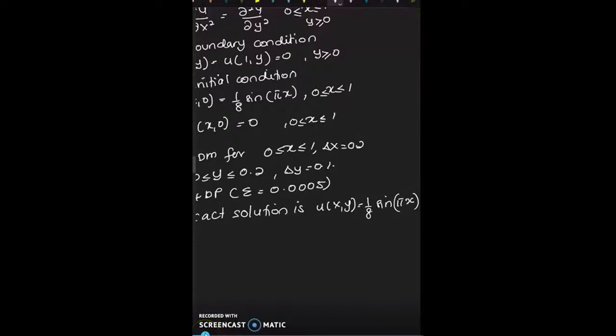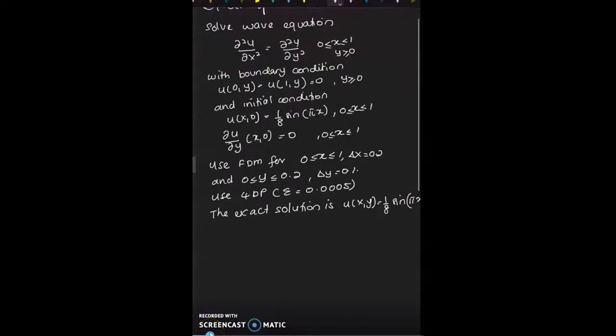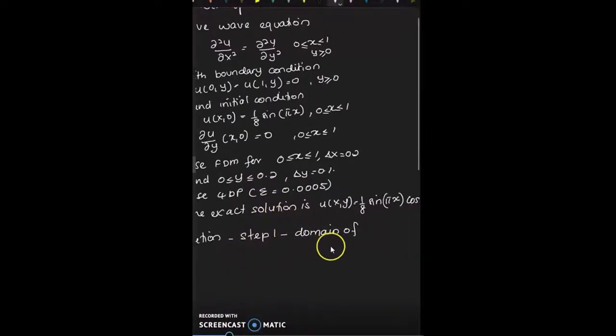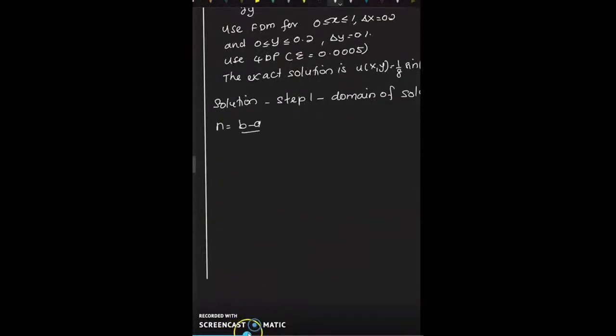Oh, you are lucky. They are giving you the exact solution. So you can compare the result from the wave equation using the finite difference method with the exact solution, and you can get the error, to see whether the direct or explicit method is accurate or not. You can compare to find the accuracy.